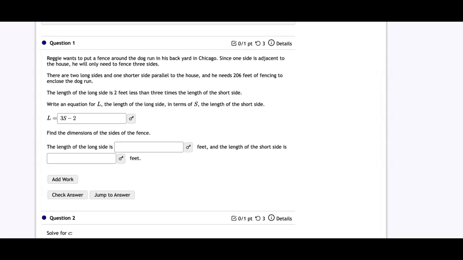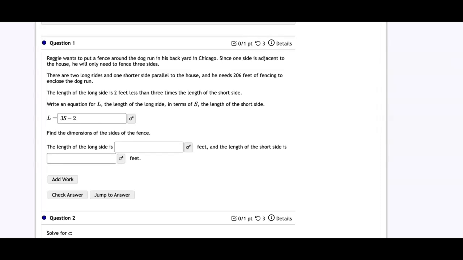35 or 30? Oh, you're answering, what is 35? 35 is for S or for L? S equals 30, right? Well, L equals 3 times 30 minus 2, that's 90 minus 2, which is 88. Right? It's not 35, right, Kiana?